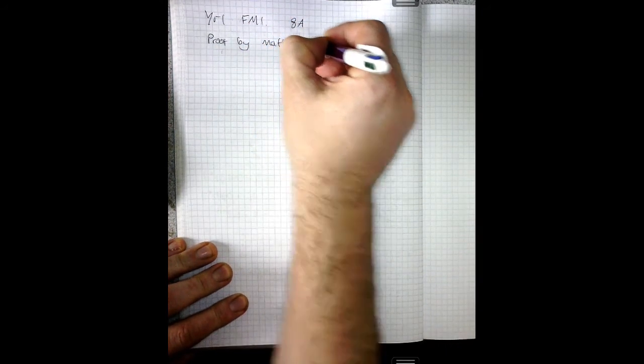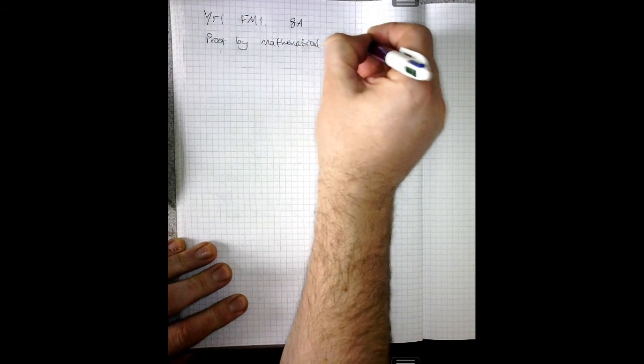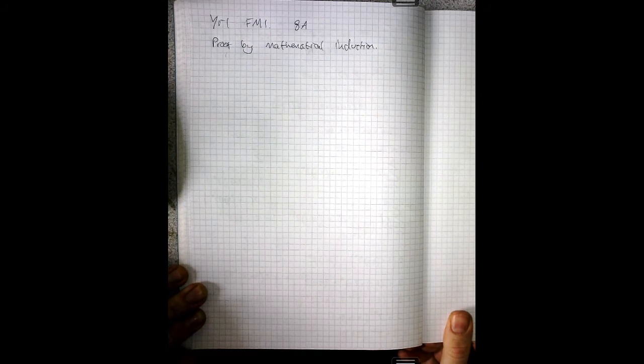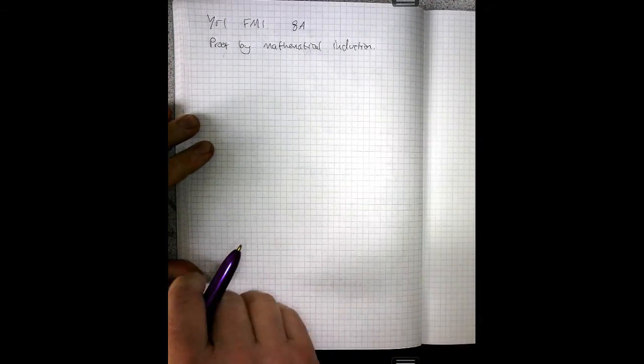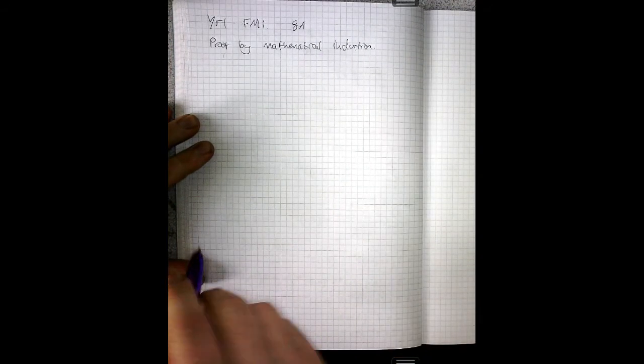Now, proof is a really interesting topic, and the reason it's interesting is because there are lots of different ways of proving statements. But this is all about a particular way, made up of various steps. It's about proving statements. Well, I want to prove that a statement is true for any value of n.